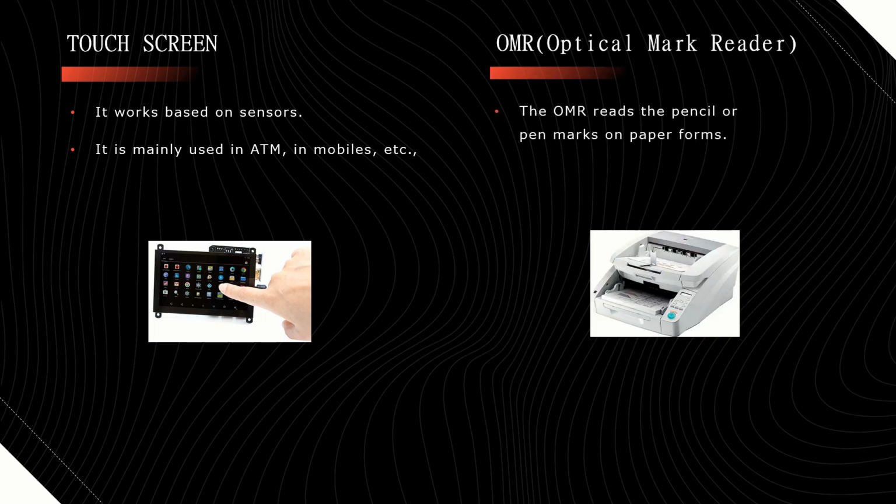OMR, Optical Mark Reader. It is a method of entering data into a computer system. The OMR reads pencil or pen marks on a paper form. For example, if you write any set examinations like NEET, MCET or any other competitive exams, you may observe the OMR sheets. In that you can mark the circles with pen or pencil. These can be scanned by the OMR.